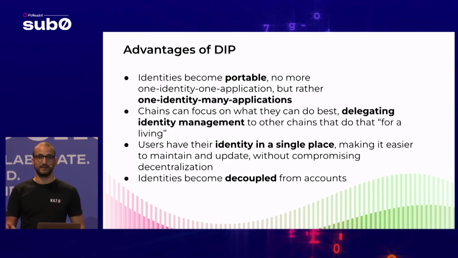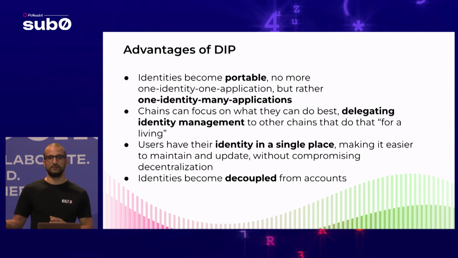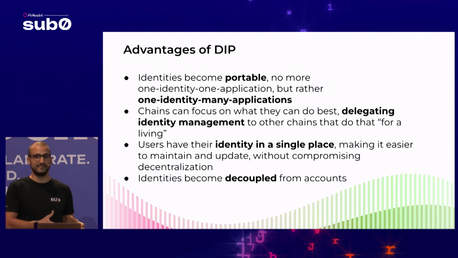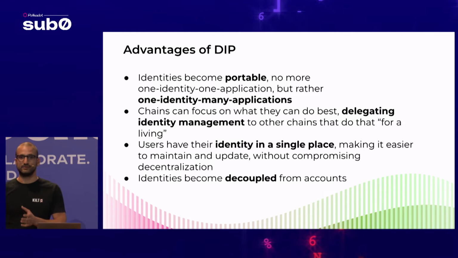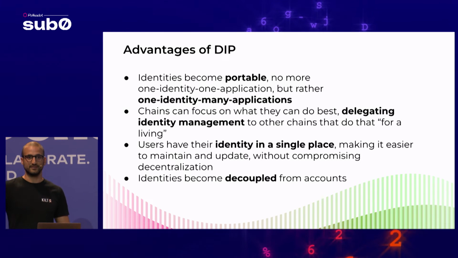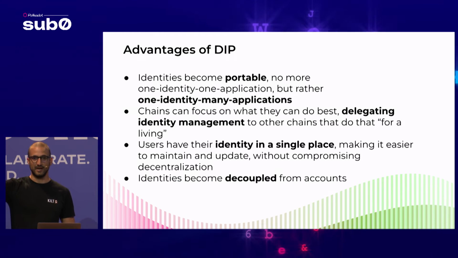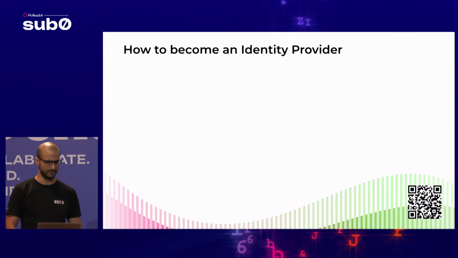And identities become decoupled from accounts. So we move away from the paradigm of a single blockchain account representing an identity, and we move more into a paradigm where an identity is represented, in our case, by a decentralized identifier, which lives on an abstraction layer higher than the blockchain level and blockchain account levels.